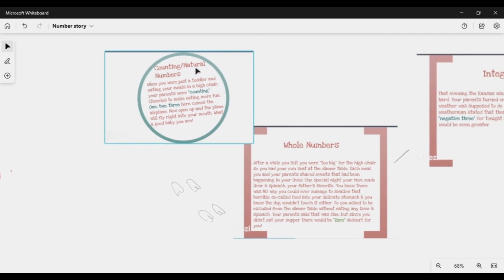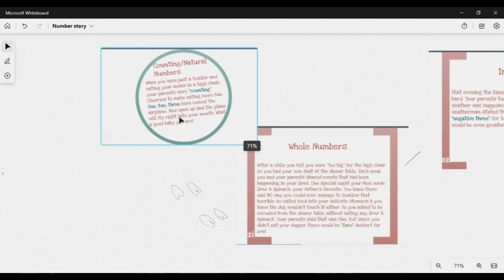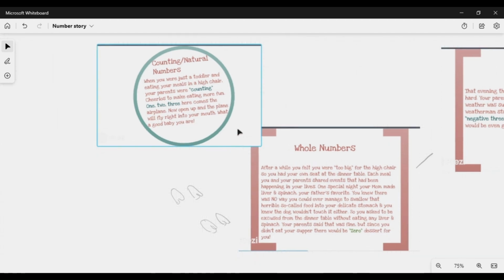First, we'll start with counting natural numbers. So you all know when you were just a toddler and eating your meals in a high chair, your parents were counting to make eating more fun. One, two, three. And here comes the airplane. Now open up and the plane will fly right into your mouth. What a good baby you are. One, two, three. Done. Okay, so all these counting numbers are called natural numbers.